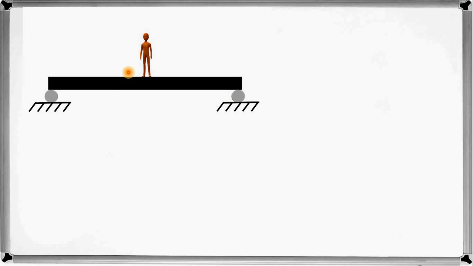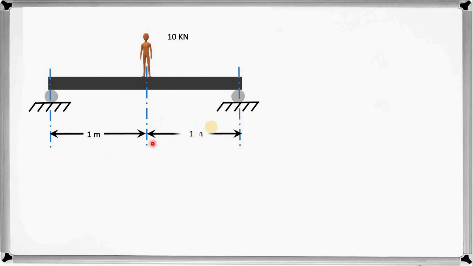Now we will start the mathematical analysis of forces. Assume that the length of the beam is 2 meters, and the weight of the man is 10 kN. I know no one wants to be that heavy, but don't worry, I just wanted the calculation easier for the later parts. Move on.